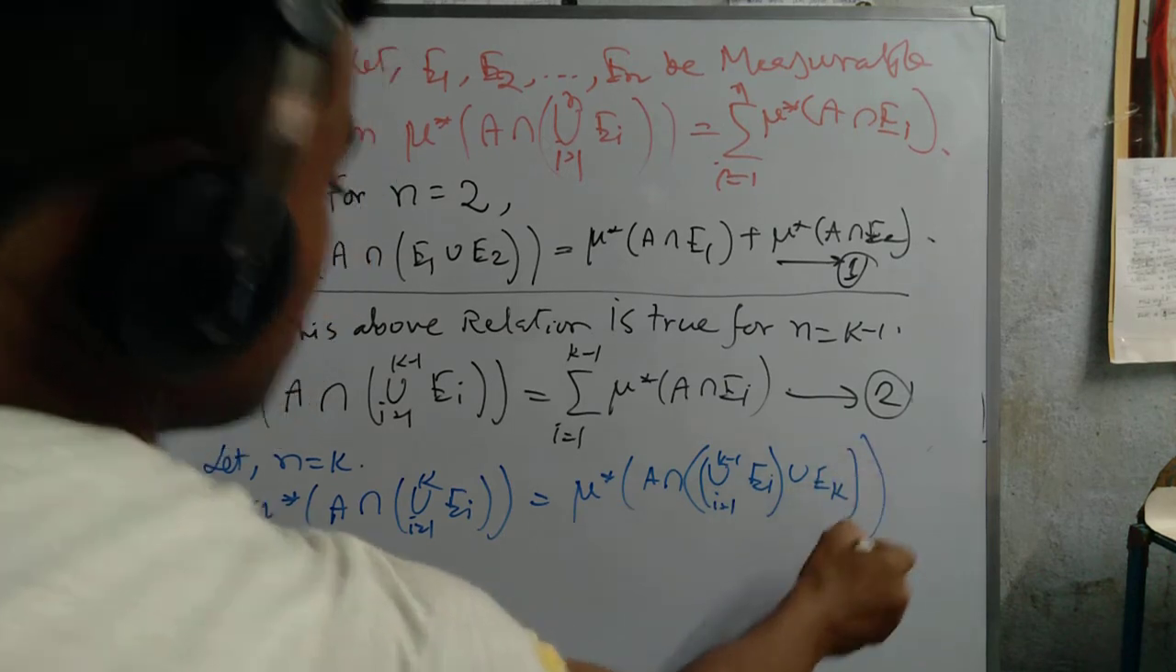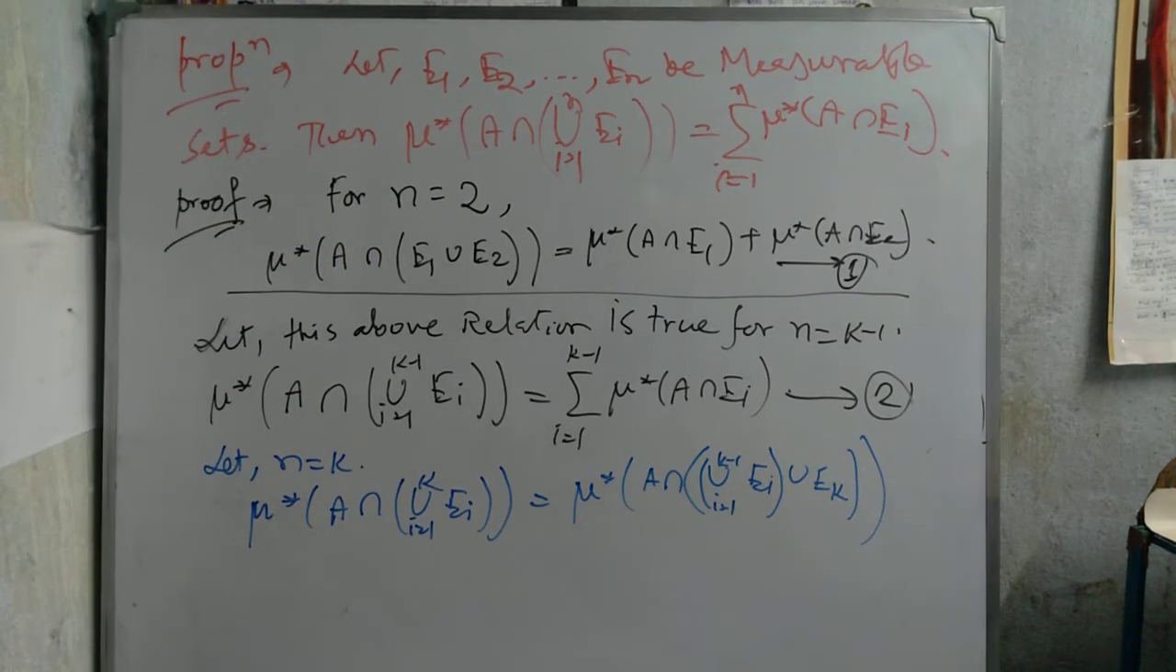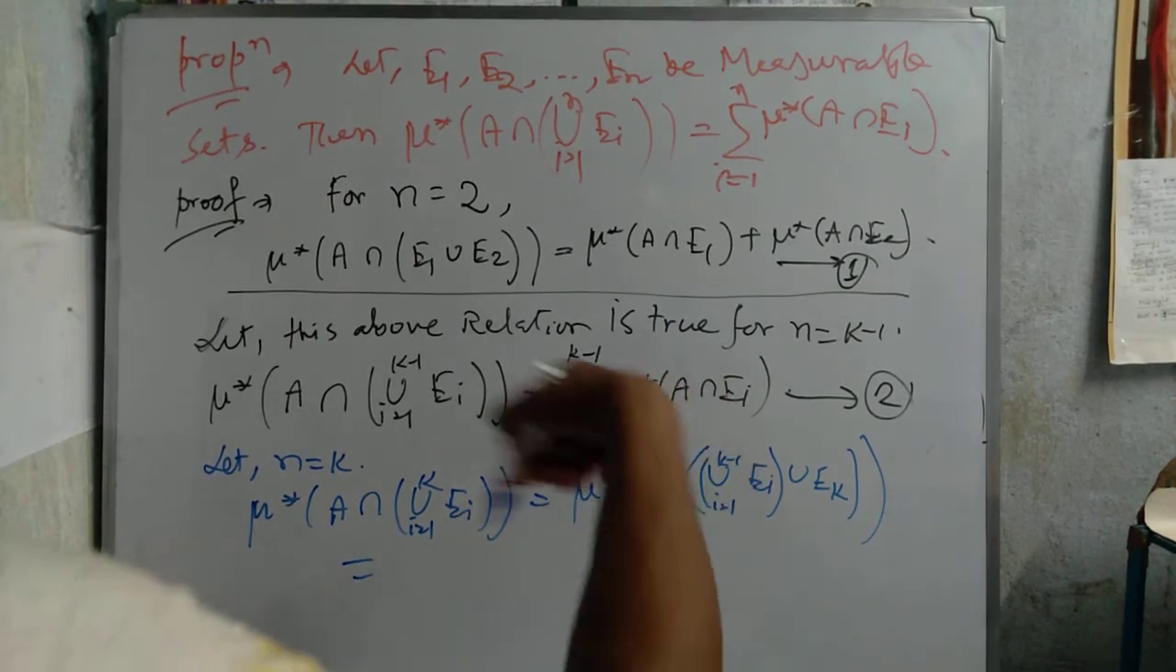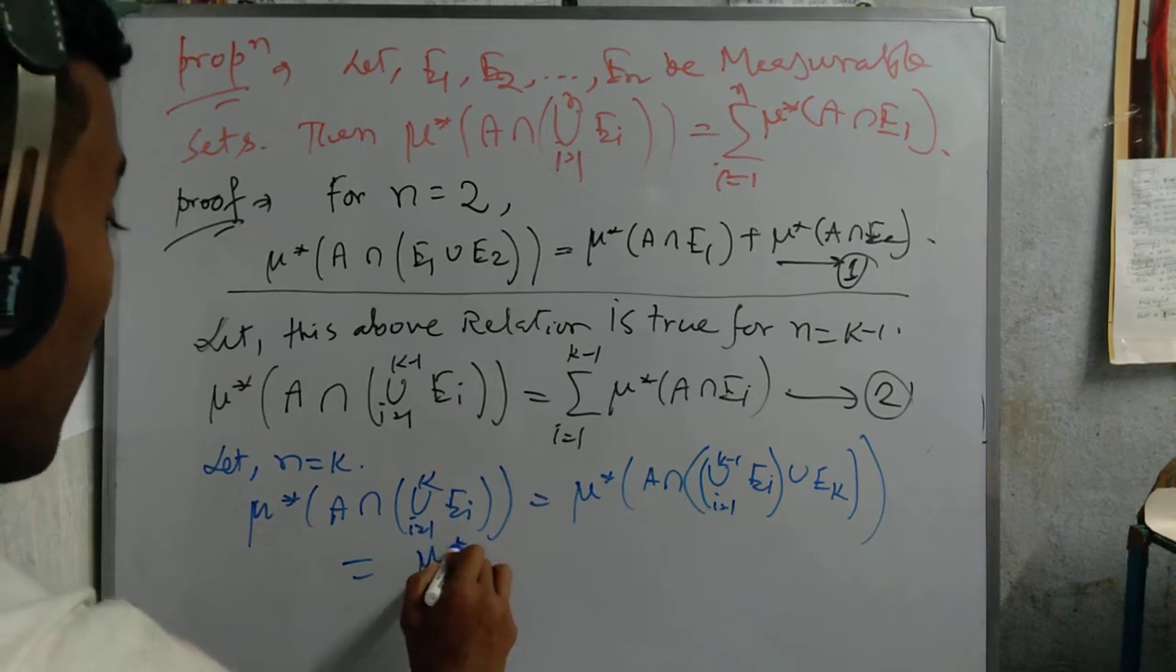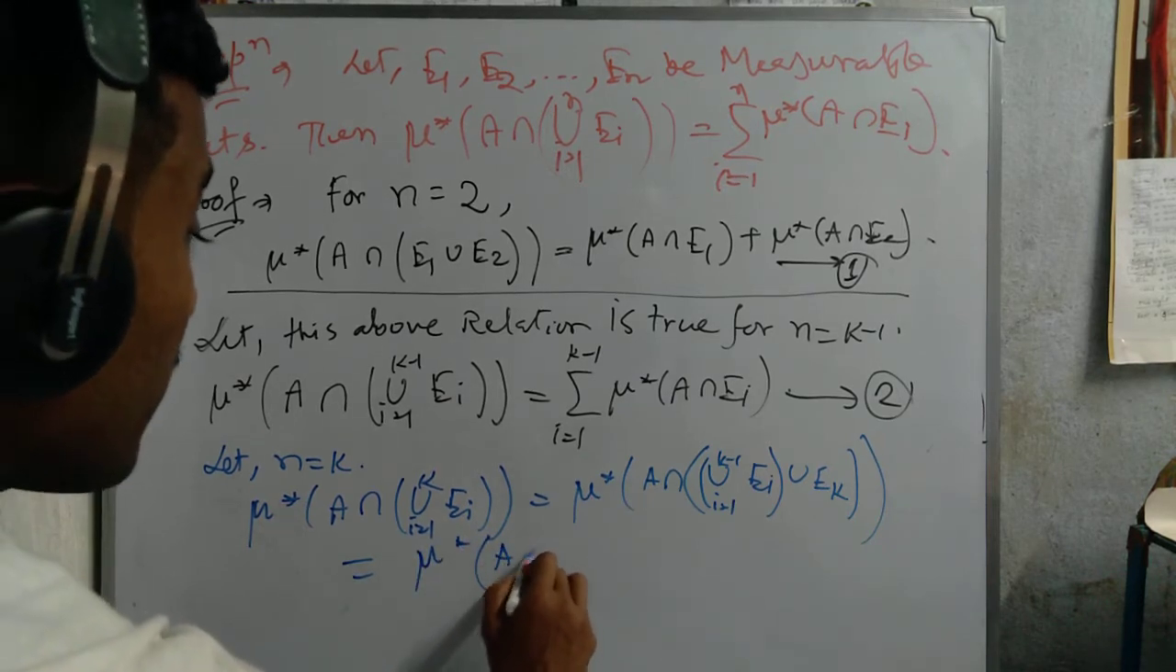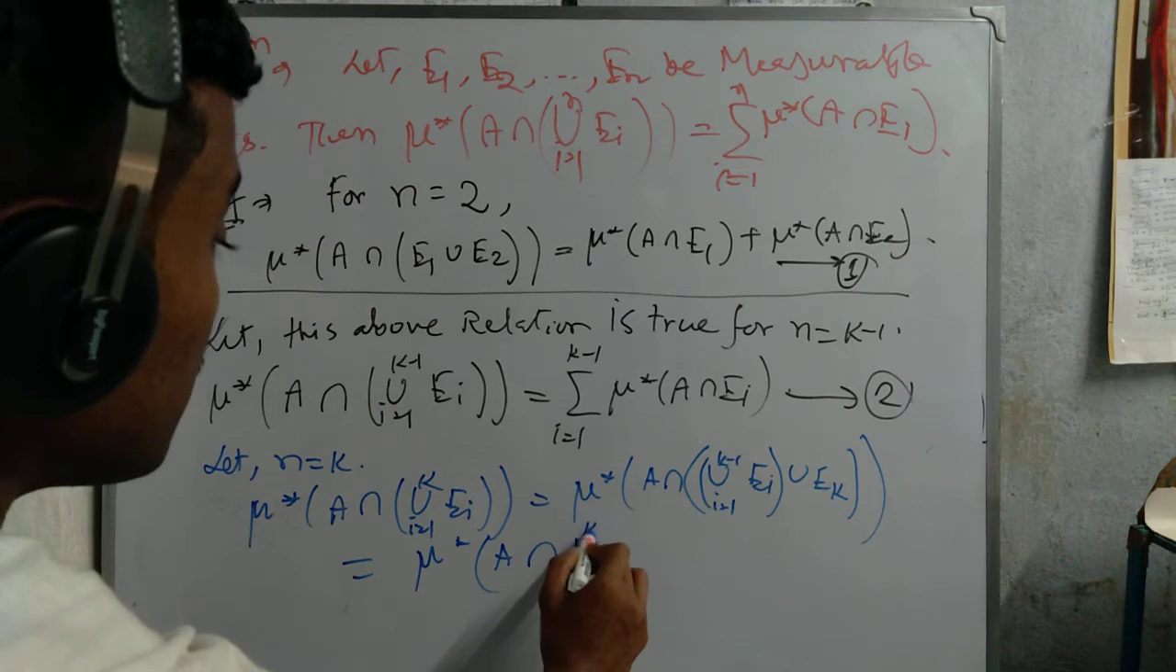Understand or not? I think understand. Then what happened here? Then simply we do it by 2. No, by 2 no. By 1. By 1 what we get? We get this one.